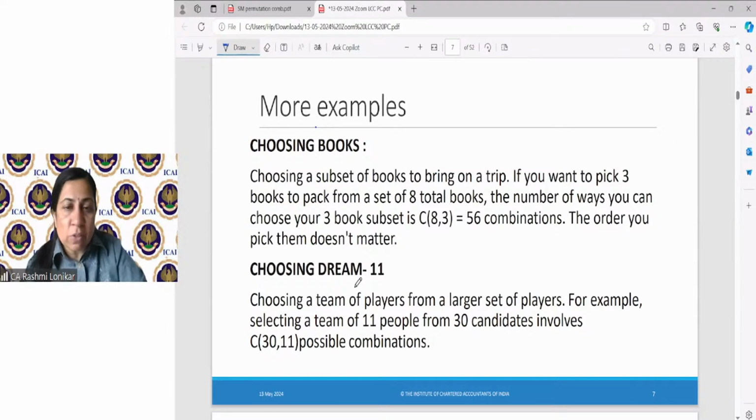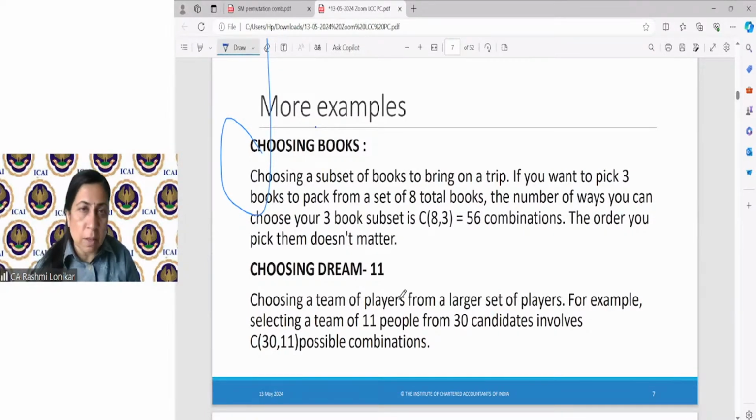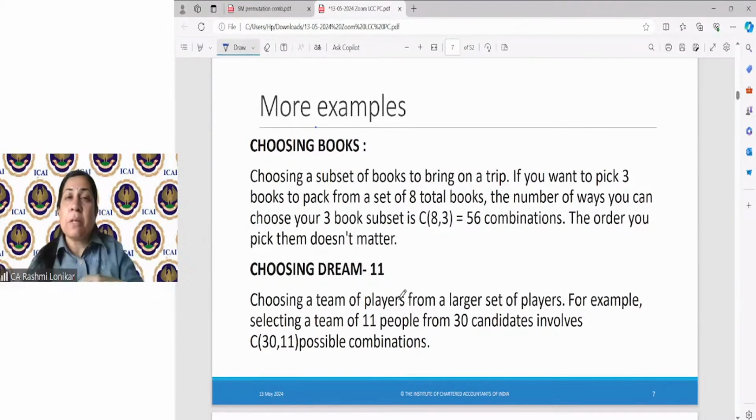Similarly, Dream 11, some of you must be playing that, family members are playing that. If there are 30 people and you have to choose a team of 11, you will obviously choose some batsmen, some bowlers, some all-rounders, one wicket keeper, and all that. But the overall picture is that out of 30, you're choosing 11. So that is a combination problem.